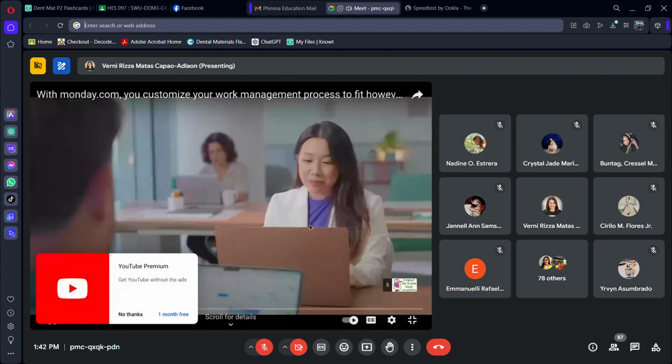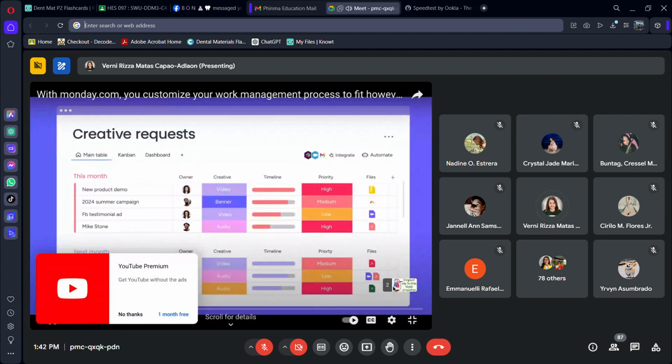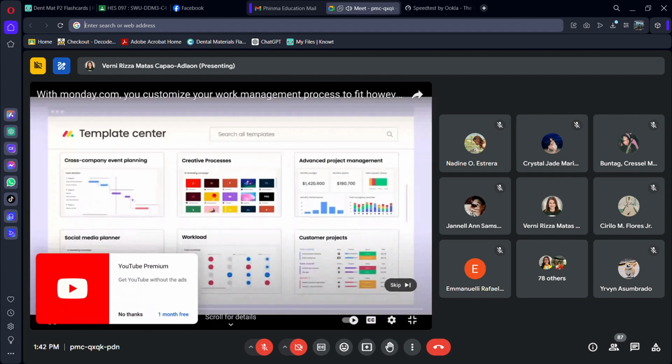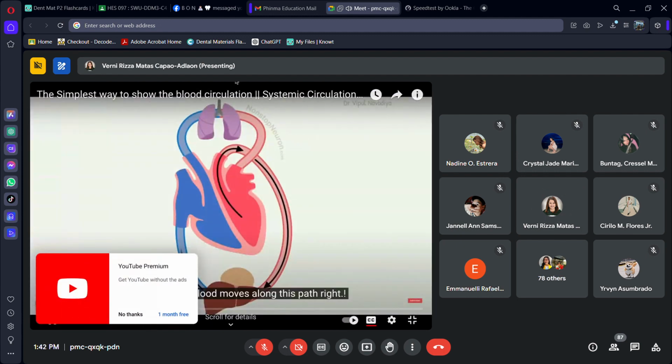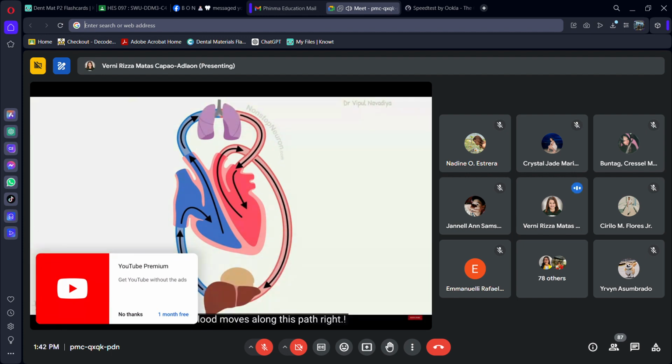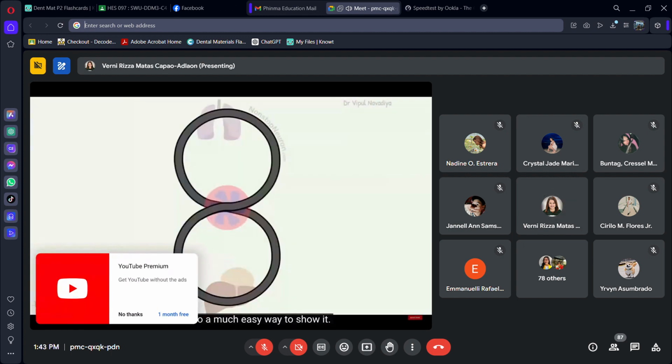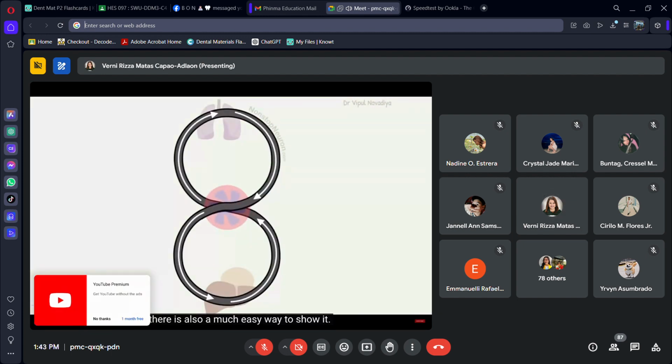Wow, I just built the most amazing workflow on Monday.com. You build your own workflow? Why? We all know that the blood moves along this path, right? But there is also a much easier way to show it.